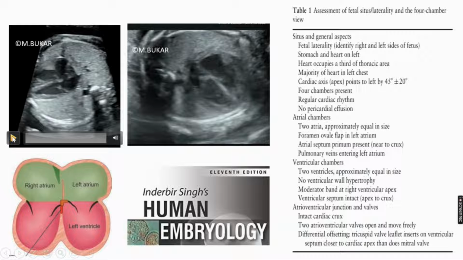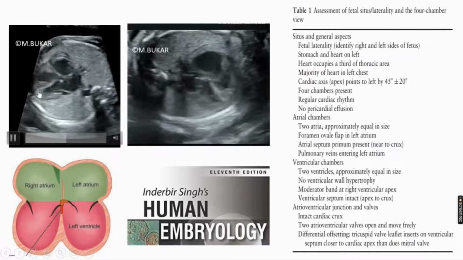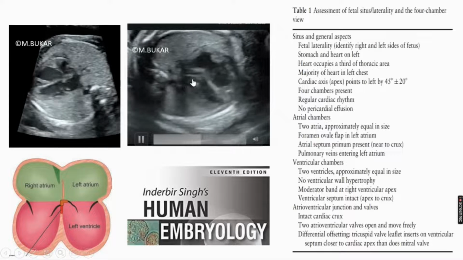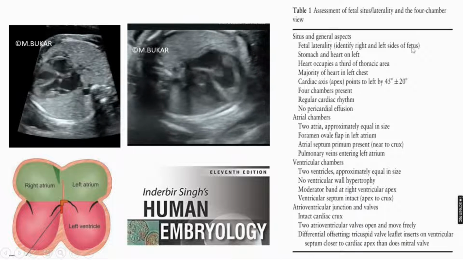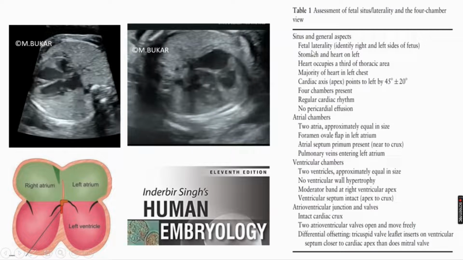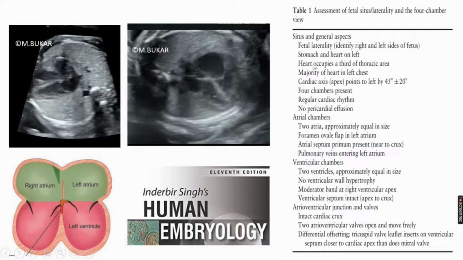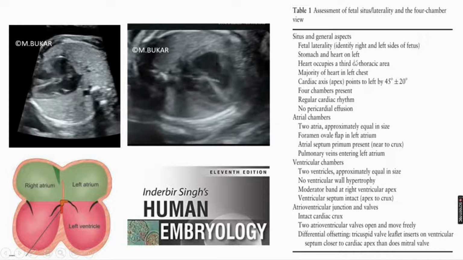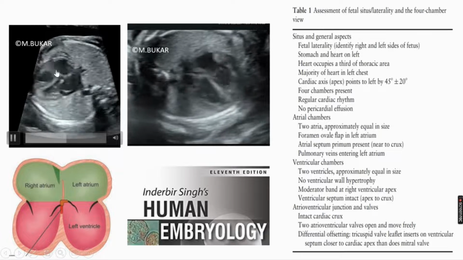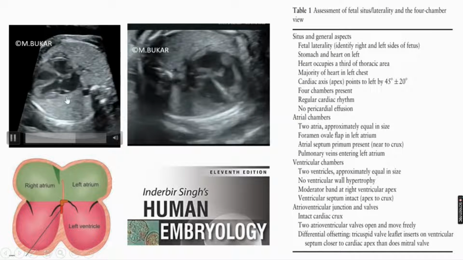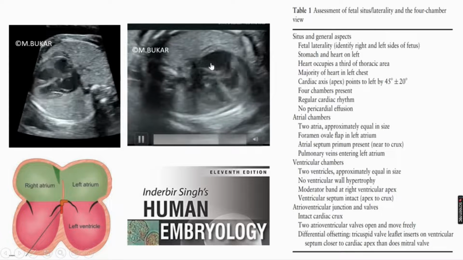These are two different images of the heart. This is the lateral view, while this is the basal view. The third view is the apical view. We have seen the situs and general aspects in respect of fetal laterality, location of the stomach, and the fact that the heart occupies a third of the thoracic cavity, as you can see here: the spine, descending aorta, lungs, the heart. So the heart here occupies a third of the thoracic area.